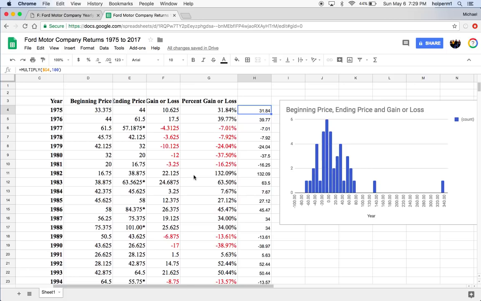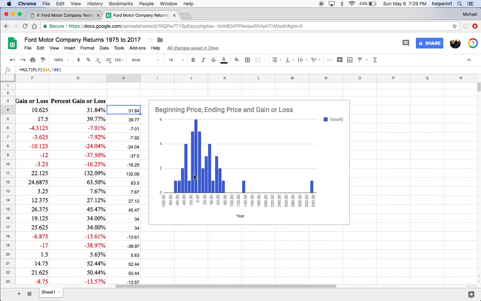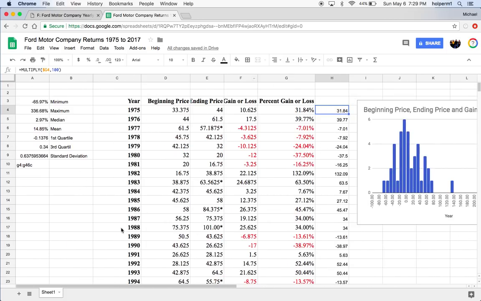Anyway, this is a complete set of work now. We've got our nice graph, we've got our 5-number summary, and we've got our data and a nice title. So this would be ready to submit.